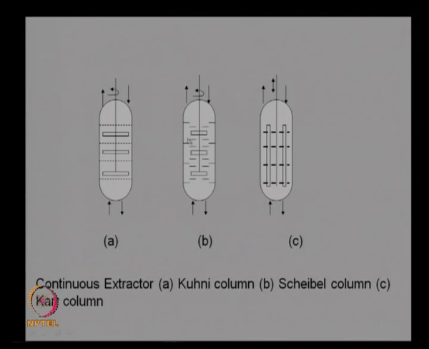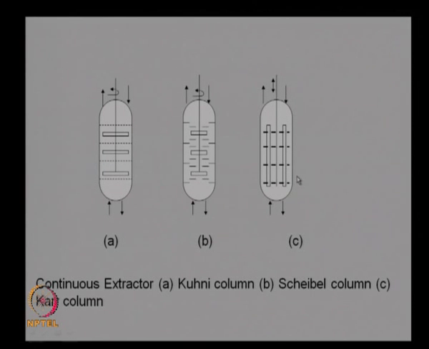The next design is called a Scheibel column. So instead of sieve plates you are partitioning the column into several stages. Again the principle here is you are creating several stages next to each other. So the two liquids come in intimate contact in each of the stages separately, whereas in your Kuhni column you are using sieve plates, here you are using certain partition baffles to create this stage effect. The third type is called the Karr column, where the agitator moves up and down.